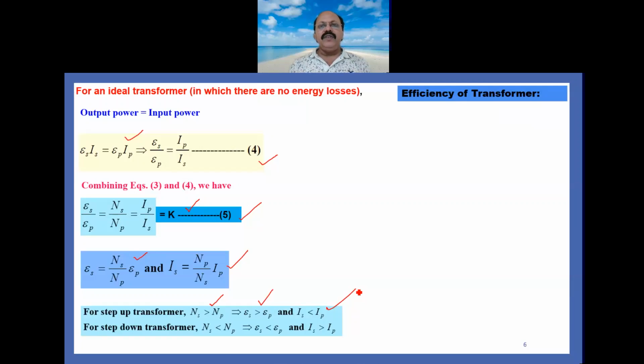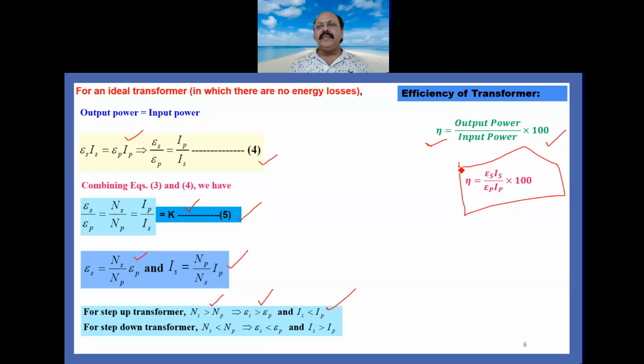Now we can find out the efficiency of transformer. Efficiency is the ratio of output power to the input power, and when we calculate it in terms of percentage and multiply by 100, it is represented by eta. So eta equal to output power upon input power multiplied by 100, and output power is ESIS, input power is EPIP. So the formula becomes eta equal to ESIS upon EPIP into 100. So this is about efficiency of transformer.